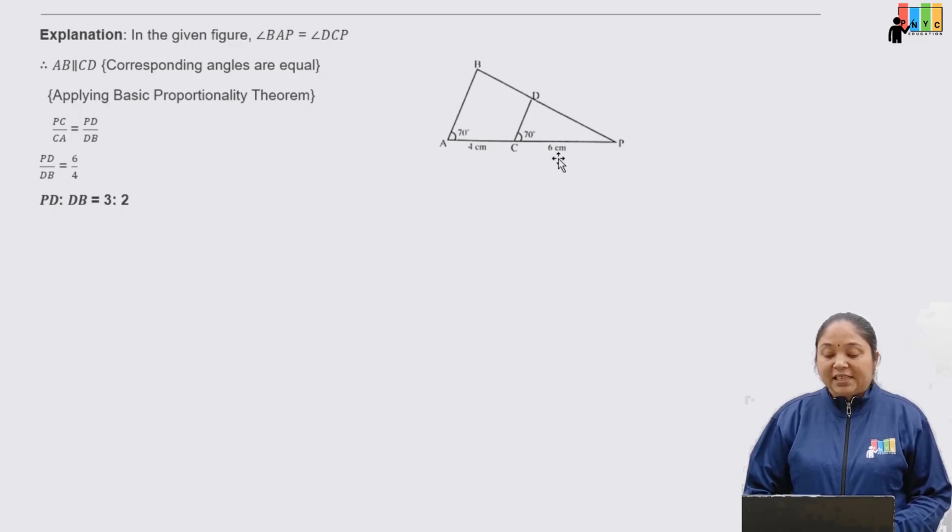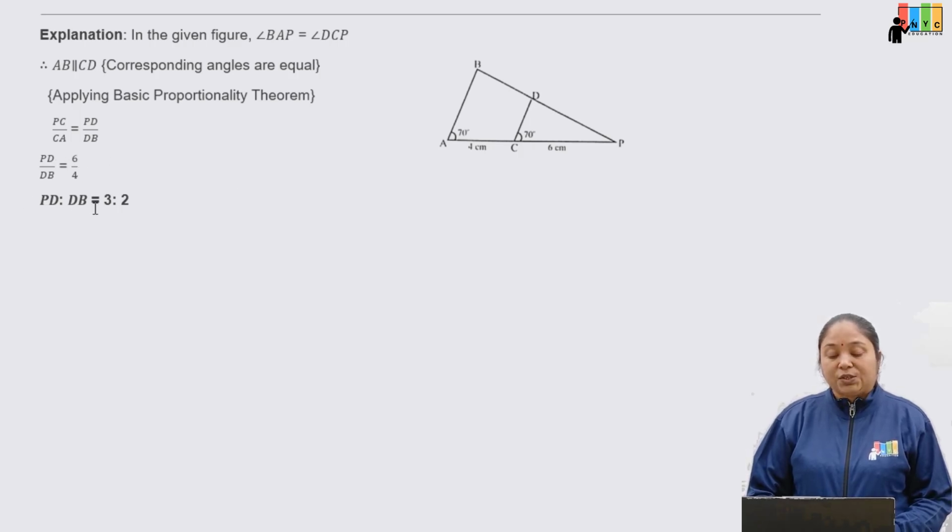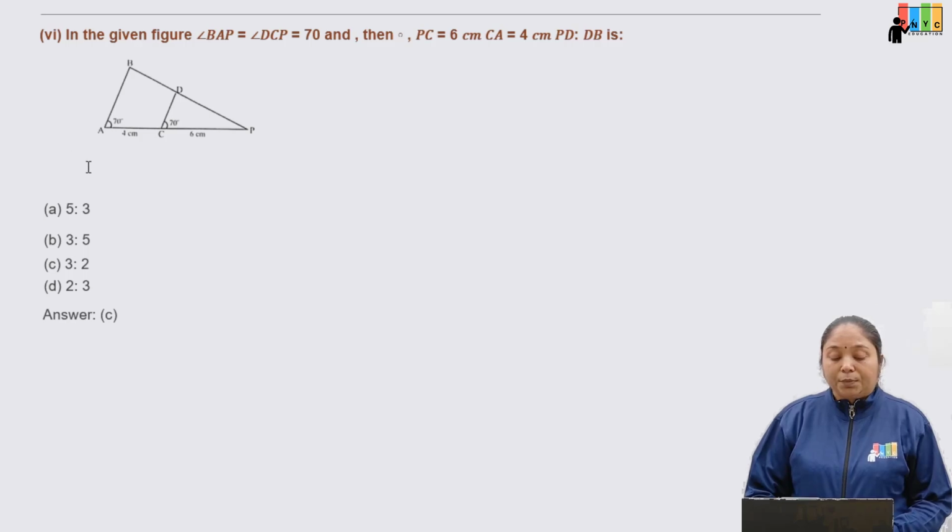So PC is 6 given, CA is 4 given. So PD upon DB is 6 by 4. So PD is to DB is 3 is to 2, dividing by 2. So correct option is option C, that is 3 is to 2.